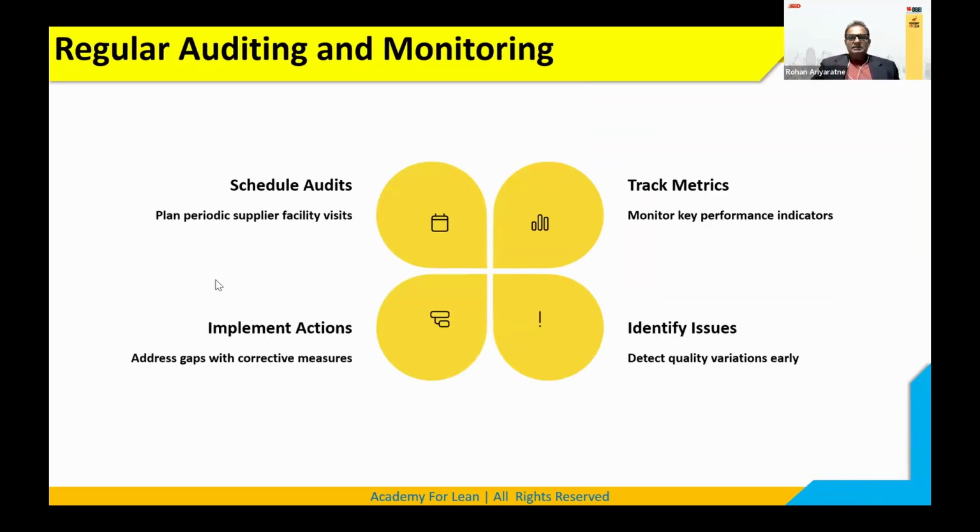And yes, you have to do regular audits and monitoring. So you should have scheduled audits, or you can make an unannounced audit. And you should have tracked metrics, so metrics have to be there. Monitor key performance indicators. You have to set them up together, agreeing with them. You can't just say, okay, these are our KPIs. You have to discuss with them, align, and convince them to achieve your end goal. So set up metrics, identify issues, and implement actions. So together you have to work hand in hand.